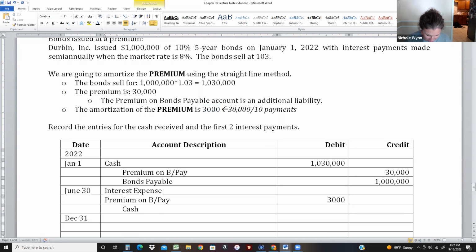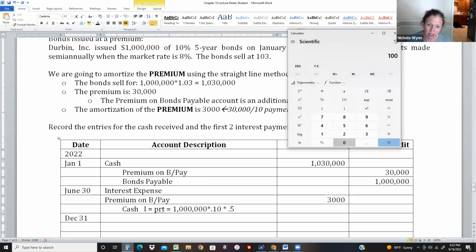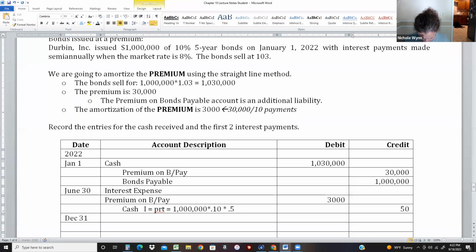To get the cash, I need to know what this bond pays. This $1 million bond pays 10% interest semi-annually. So if I take $1 million times 10%, that's 100,000 times 0.5, which is 50,000. So then my debit, to make debits and credits work, must be 47, because 47 and 3 equals 50.